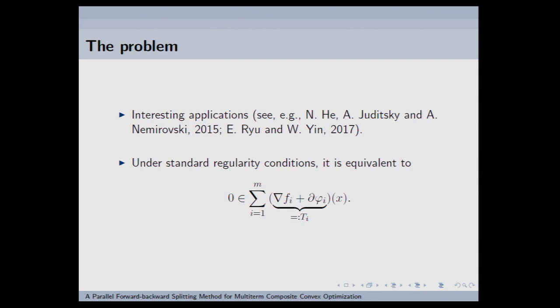Of course, we want to look at this problem as a monotone inclusion problem. This is the first-order optimality condition. We need some regularity assumption, like a qualification condition, but we look at the problem as finding a zero of the sum of these maximal monotone operators T_i, where each T_i is the gradient of f_i plus the subdifferential of phi_i. This is somehow related to the talk of Patrick Johnstone and the work with Jonathan Eckstein.